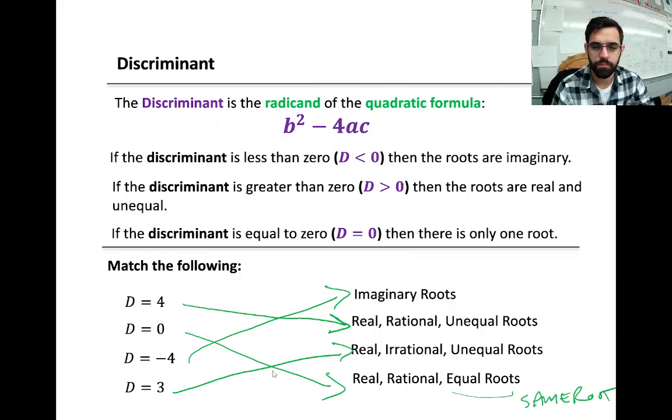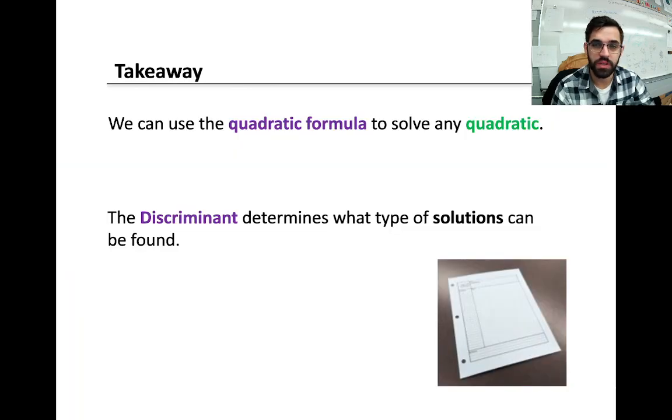Anyways, here's an exercise that you're going to see in your homework, so I wanted to make sure you saw it right here. Alright, takeaways. We can use the quadratic formula to solve quadratic equations. The discriminant of the quad formula can help us understand what type of solutions we're going to find from the quad formula. And we know the quadratic formula. Yay.